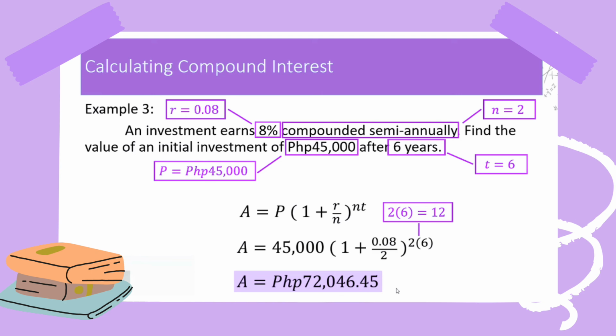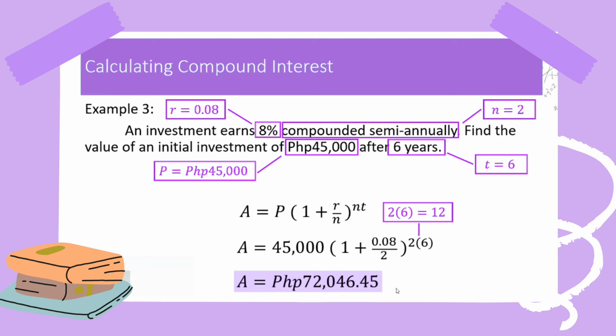So, kung gusto mong malaman ang kinita mo, 72,046.45 minus 45,000 is equals to 27,046.45 pesos. Ito ang compounded interest. Ang tubo ng pera mo sa loob ng 6 years dahil sa compounding.